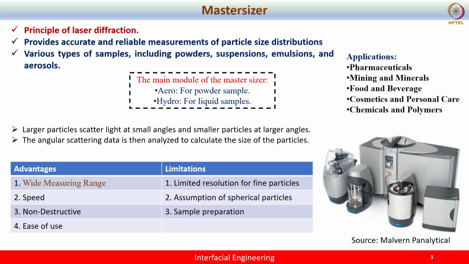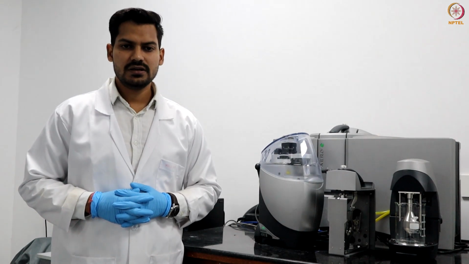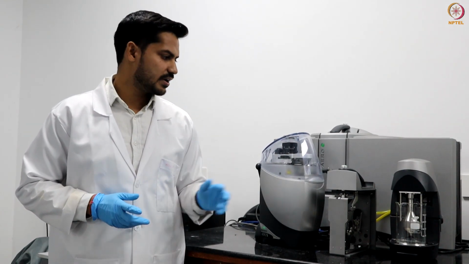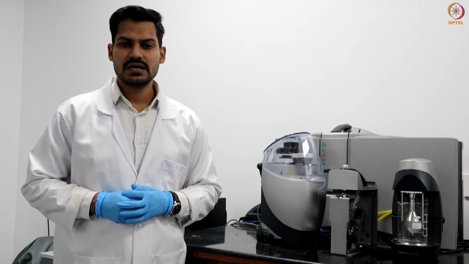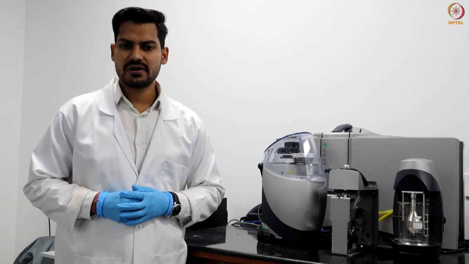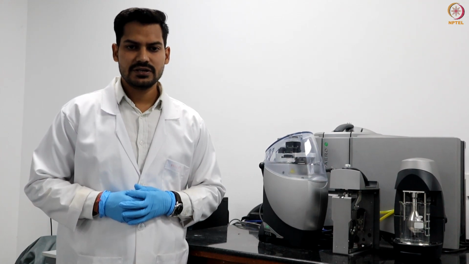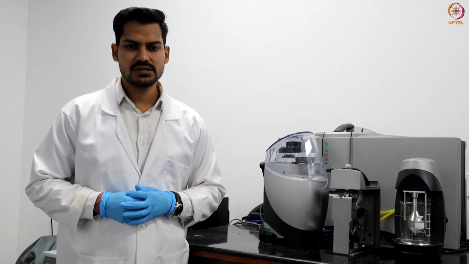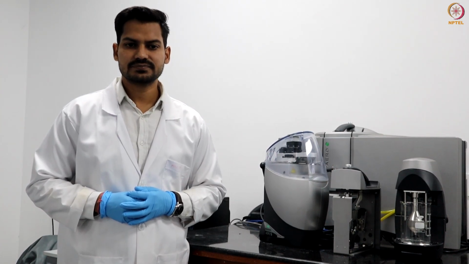It will be done by one of my students. Welcome everyone. Today we will be demonstrating the Mastersizer 300, which is a particle size analyzer. Here we will be measuring the size of the particles by tracking their scattering pattern when they pass through a laser light using the scattering principle. We will be calculating the hydraulic diameter of the particles.